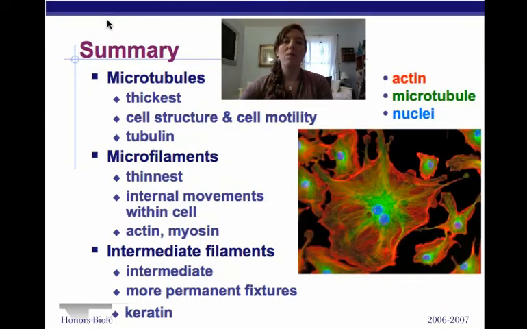So, take a moment and make sure that you have at least the summary of each type of cytoskeleton fiber down in your notes. You never know when you might see it again. Wink, wink.